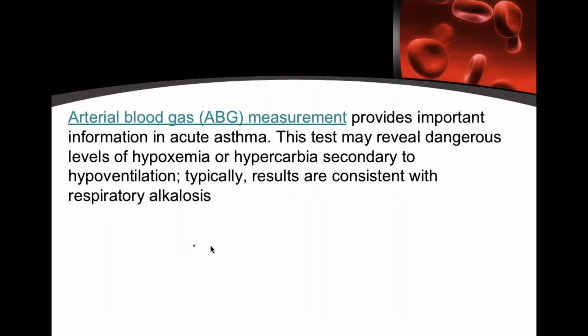Now, with regard to what exactly is on that lab panel, let's talk about taking an ABG. An ABG provides important information in acute asthma. This test may reveal dangerous levels of hypoxemia, hypercarbia secondary to hypoventilation. Typically, results are consistent with respiratory alkalosis. Okay, we just said a couple of things there.